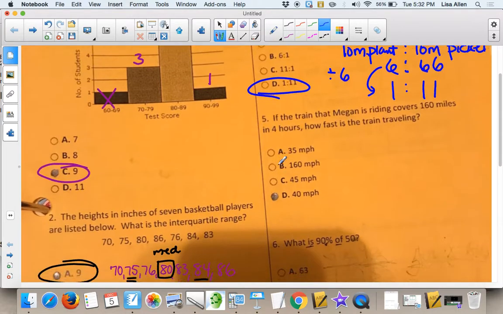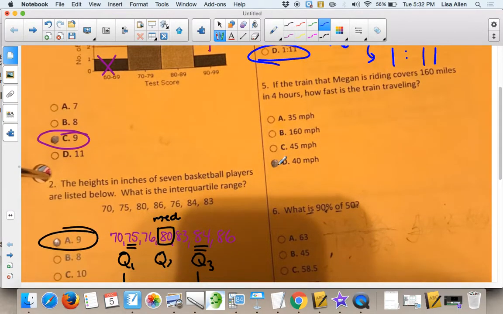Now, for the next one, we have: if the train that Megan is riding covers 160 miles in 4 hours. Remember, think of something that's familiar, like how fast someone drives, 60 miles per hour. The "per" is that line here. That really means divided by 1 hour, but we usually don't say 60 miles per 1 hour, we just say 60 miles per hour. So if you have 160 miles that Megan travels, she travels that per every 4 hours.